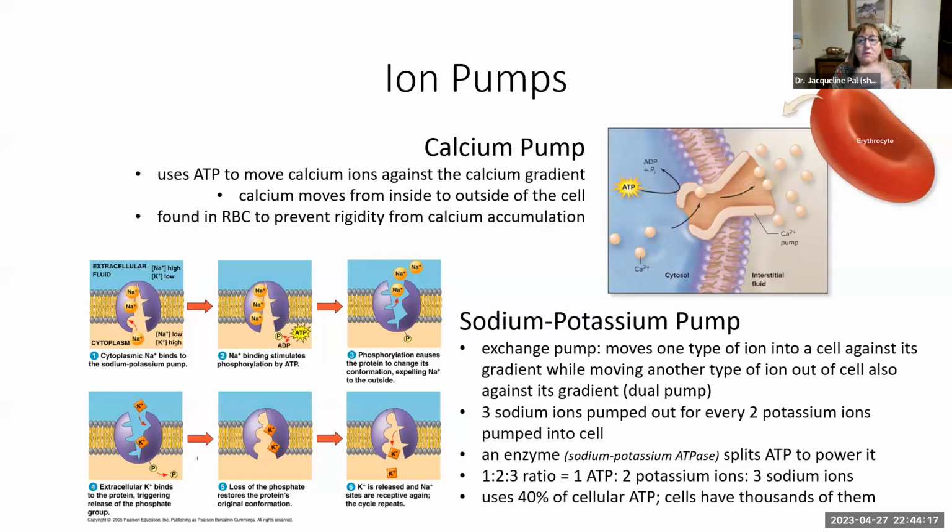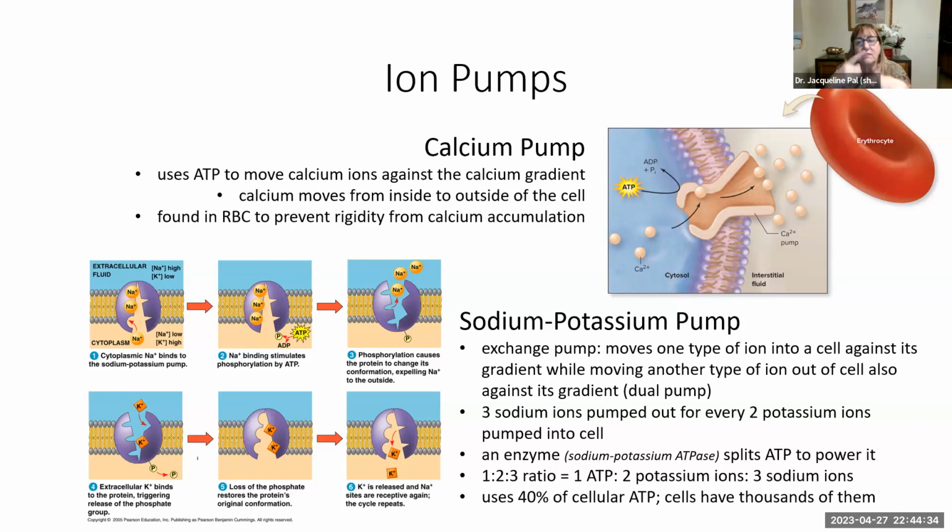And what it's going to do is split ATP to power this. And we talk about the 1-2-3 ratio in the pump, and that takes 1 sodium potassium ATPase, 2 potassium ions, and 3 sodium ions. And that's what gets exchanged.